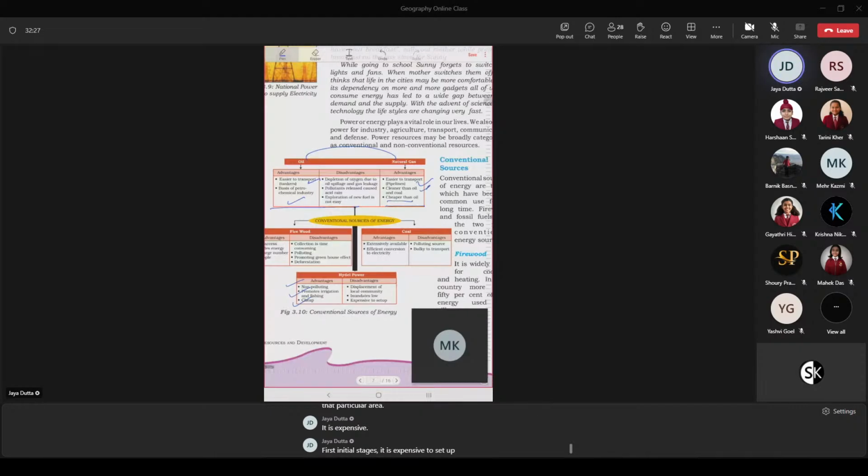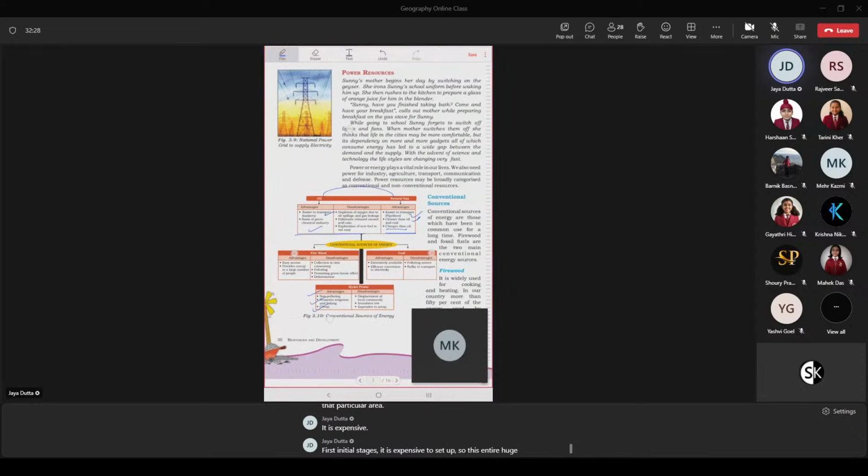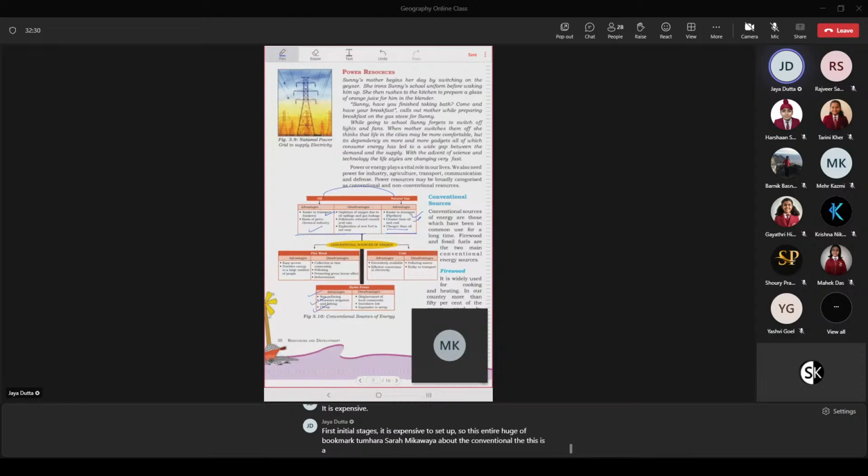So everything written in your book about the conventional resources is absolutely perfect. You don't require any notes for this, and there is a table where you have the advantages and disadvantages of each and every non-conventional energy resource. It is very important.